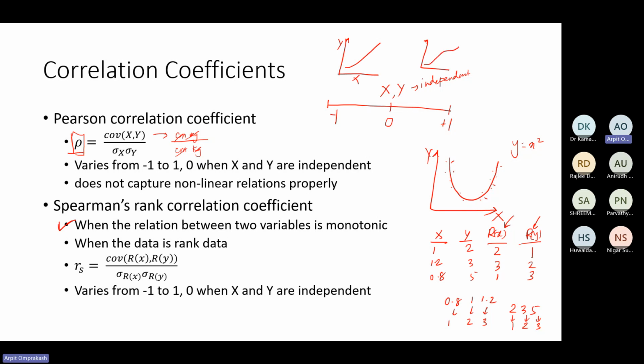This is also a monotonic relationship between X and Y, because basically Y is increasing as X is increasing. However, this won't be a monotonic relationship between X and Y, because it's not monotonically increasing or decreasing. It is increasing in some parts and decreasing in some parts. Okay. So in that case, we can use Spearman's rank coefficient if the relationship between two variables is monotonic, and when we have rank data. That's when we can use Spearman's rank correlation coefficient.